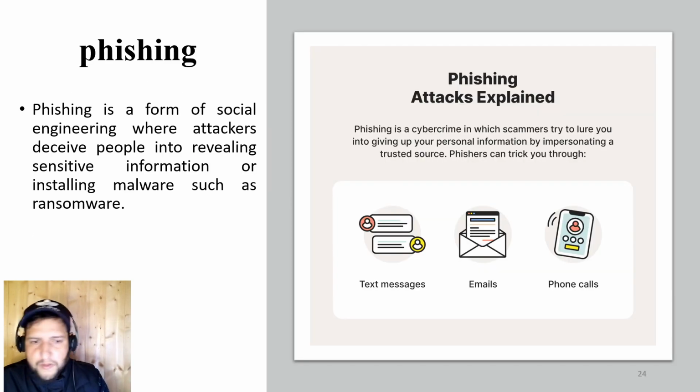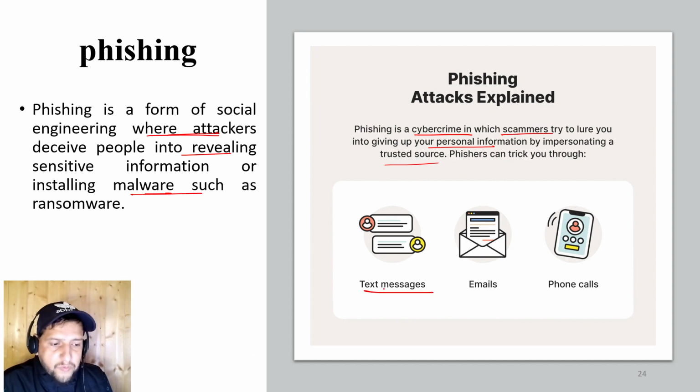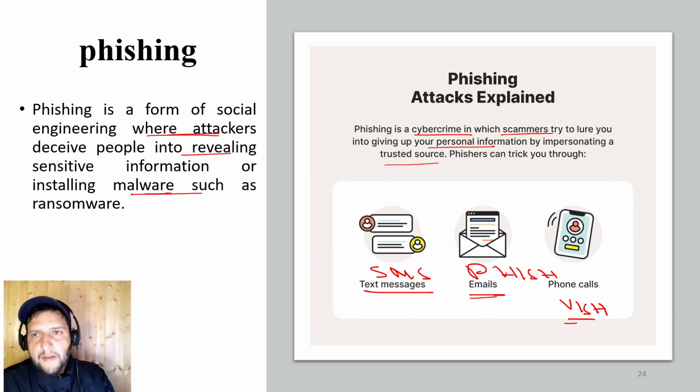personal health information. Phishing is a form of social engineering where attackers deceive people into revealing sensitive information or installing malware such as ransomware. Phishing is a cybercrime in which scammers try to lure you into giving your personal information by impersonating a trusted source. Phishers can trick you through text messages, which is what we call smishing through SMS, or it can happen through emails, which is phishing, or it can also happen through your phone call, voice over IP, which is what we call vishing.